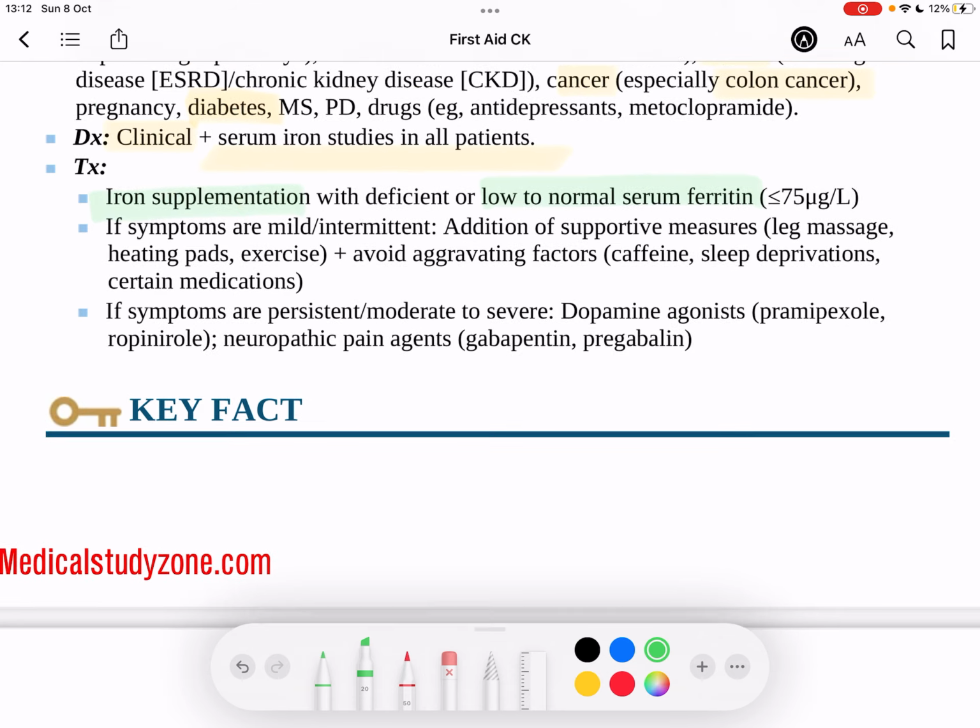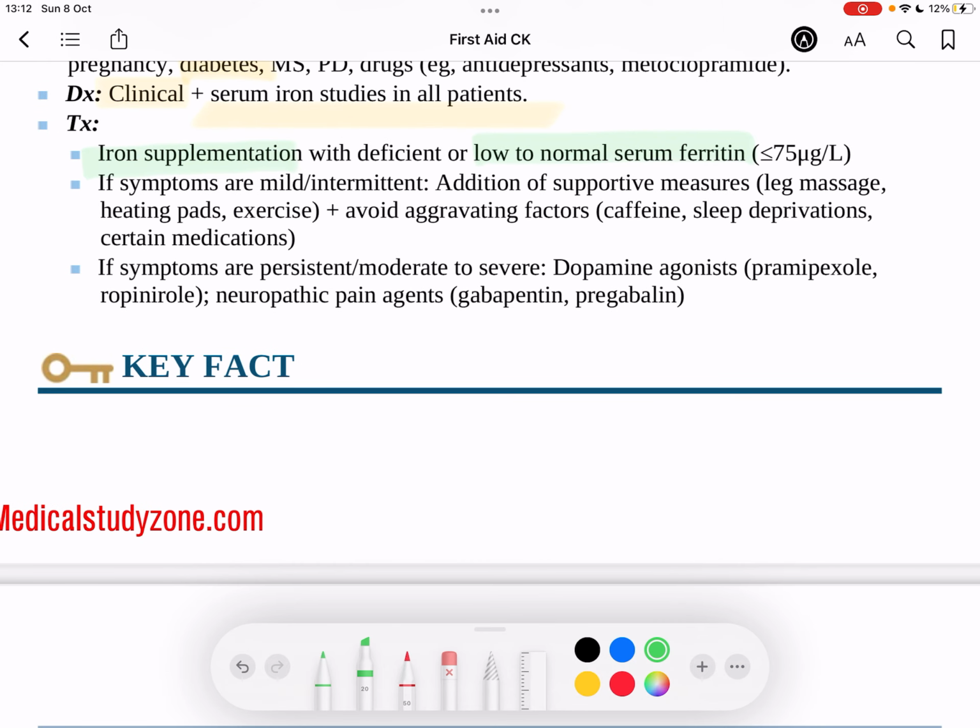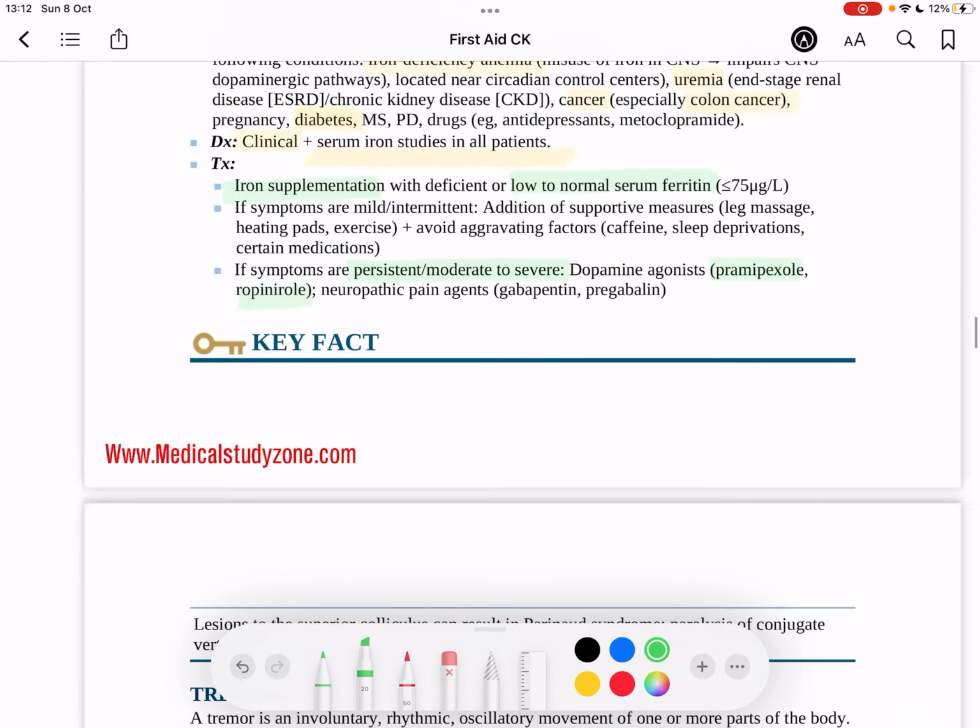If the symptoms are mild and intermittent, we can just do supportive therapy like a leg massage, heating pads, exercise, and avoid any aggravating factors. But if the symptoms are more persistent and maybe more severe, then we can start to give pharmacotherapy. So we can give pramipexole or ropinirole. These are the dopamine agonists. And then for some patients, they may benefit from neuropathic pain agents like gabapentin or pregabalin.